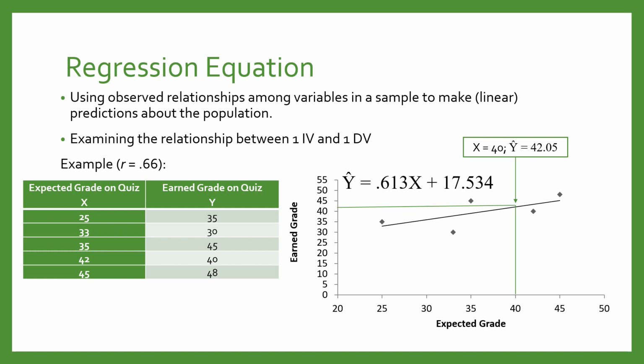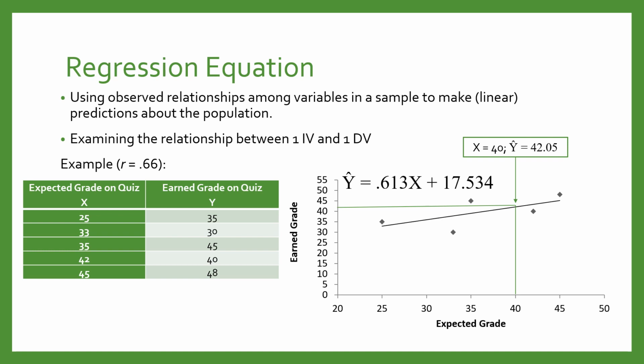So based on my analysis in Excel, I found a beta, or a slope coefficient, of 0.613. This is the value that will be multiplied by any value of x, whatever you want to plug in for your quasi-independent variable, and then you'll use that to make predictions about your y, your dependent variable. So you could plug in any value for expected grade in this equation for x, and then it'll spit out a projected or predicted earned grade on the quiz based on what they expected.